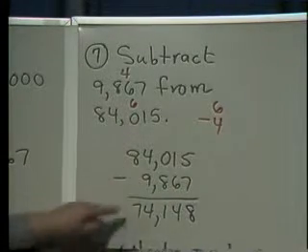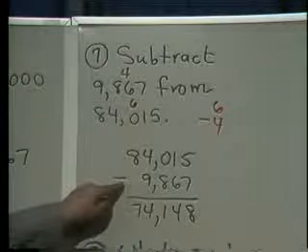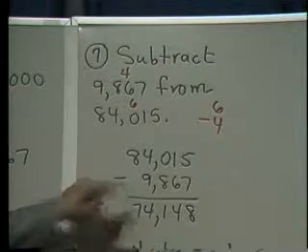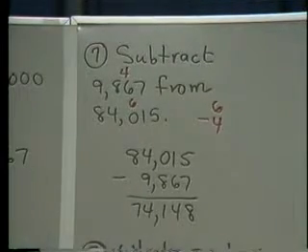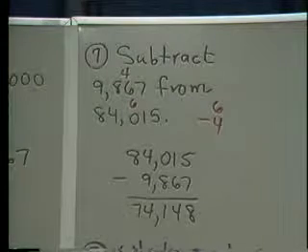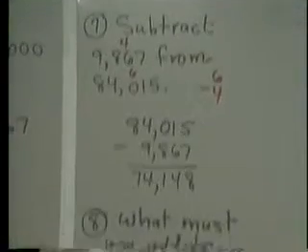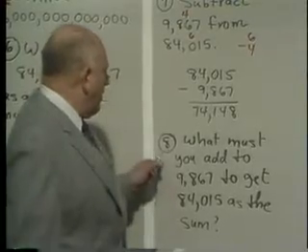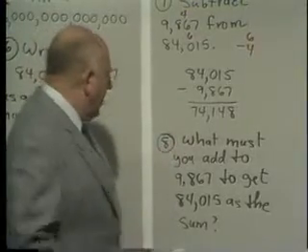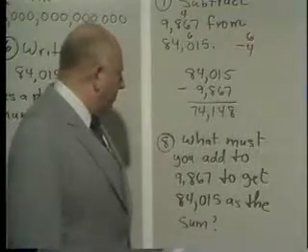Now, once I do this, do you notice something interesting? I don't have to do any more. This is exactly problem number 6. Problem number 6 said, do this problem. It's the same problem. So 6 and 7 have the same answer. Now let's look at problem number 8. Problem number 8 says, what must you add to 9,867 to get 84,015 as the sum?